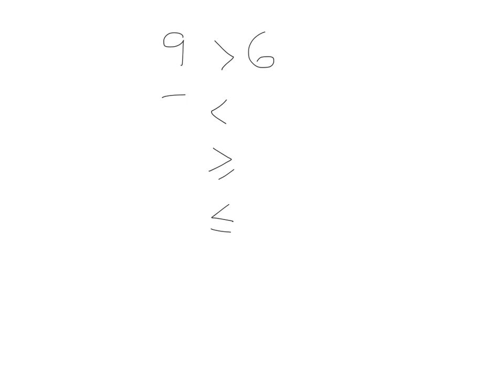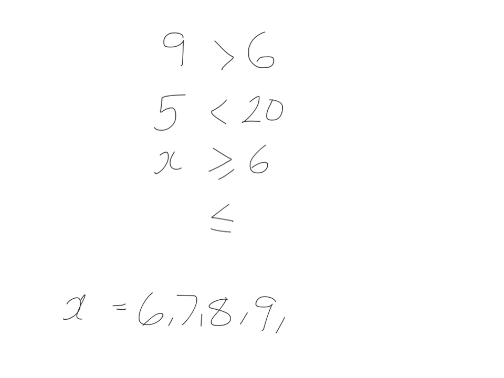I could say that 5 is less than 20. If I complete the question, I got to the value that x is greater than or equal to 6. Because I've got this line in here, that means that x can be any value that is bigger than 6 but also equal to 6. So for example here, x could be 6, 7, 8, 9, 10, etc.